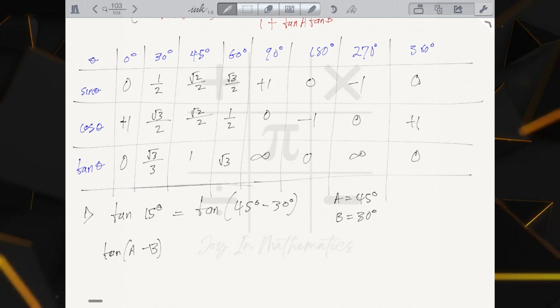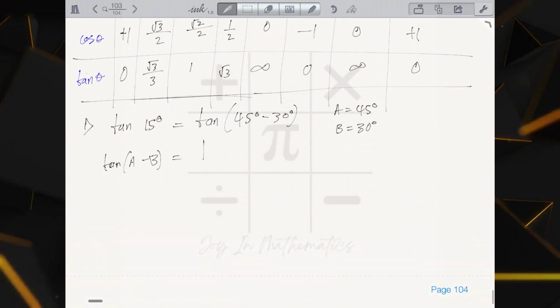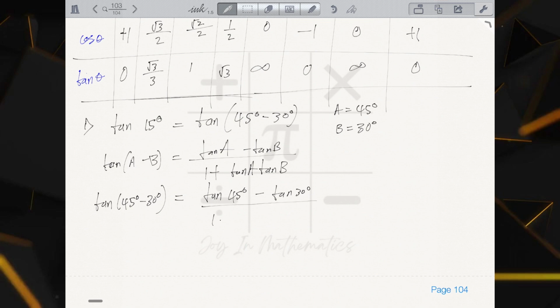Now, let's recall the formula for tan A minus B. Tan A minus B is equal to tan A minus tan B divided by 1 plus tan A tan B. So let's write it out. So this gives us tan A minus tan B divided by 1 plus tan A multiplied by tan B. So therefore we are saying tan 45 degrees minus 30 degrees is the same thing as saying tan 45 degrees minus tan 30 degrees, divided by 1 plus tan 45 degrees multiplied by tan 30 degrees.